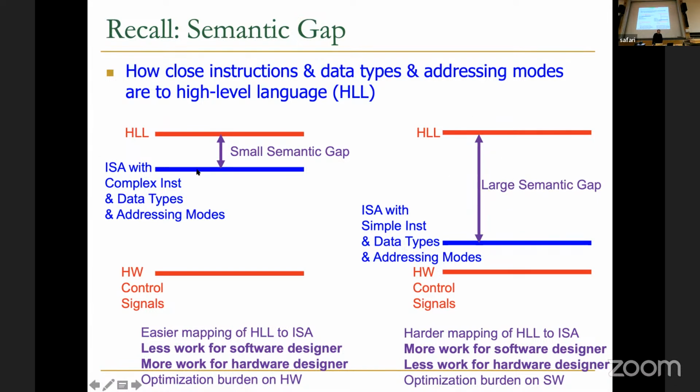But there is also another way, where the ISA is close to the high-level language and has a large gap to the hardware control signals. Here you have easier mapping of HLL to ISA and less work for the software designer. But we have more work for the hardware designer, and the optimization burden is mostly on hardware. In reality, many designs use a combination of them.